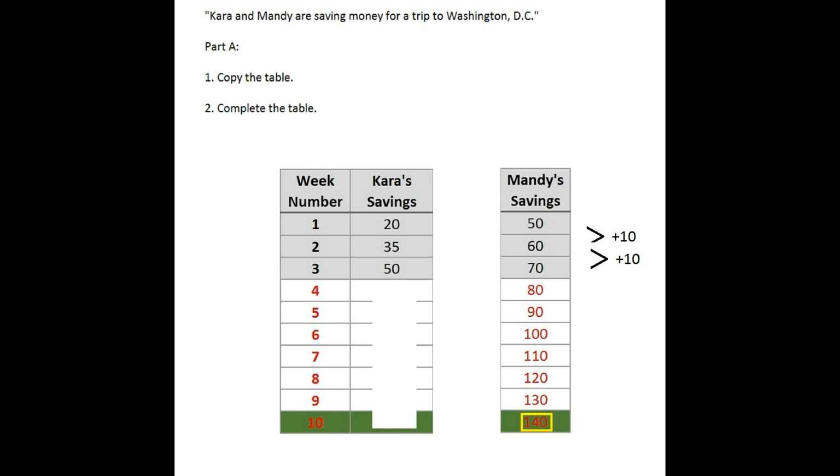Now, the book doesn't actually fill in weeks 4 through 9. They just expect you to understand that those 3 little dots mean that, okay, we're looking at weeks progressively, weeks 4 through 10. So let's look at Kara's savings now.